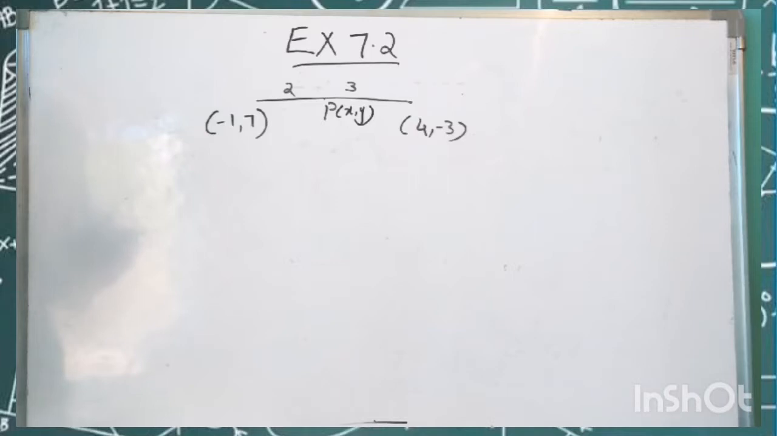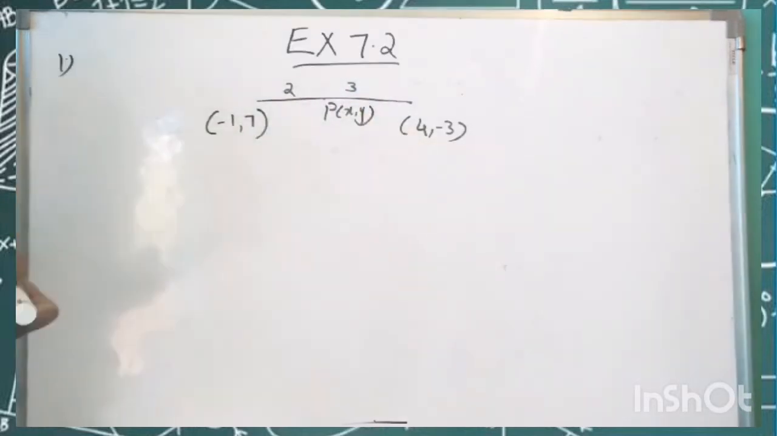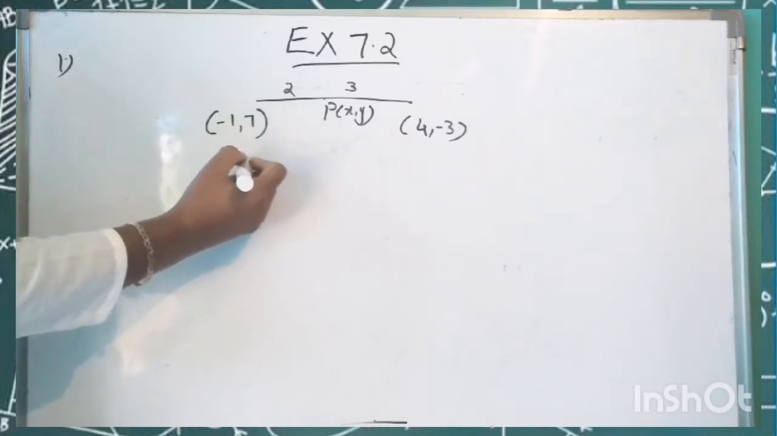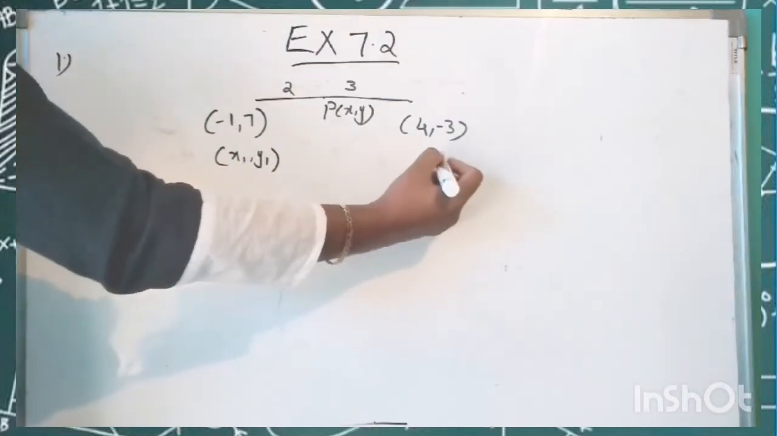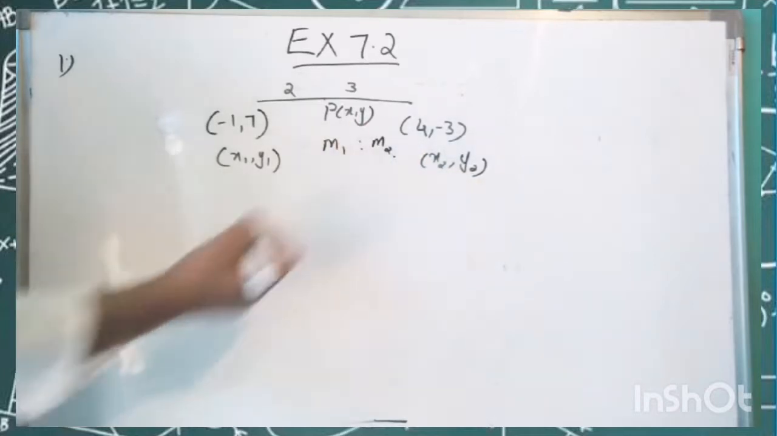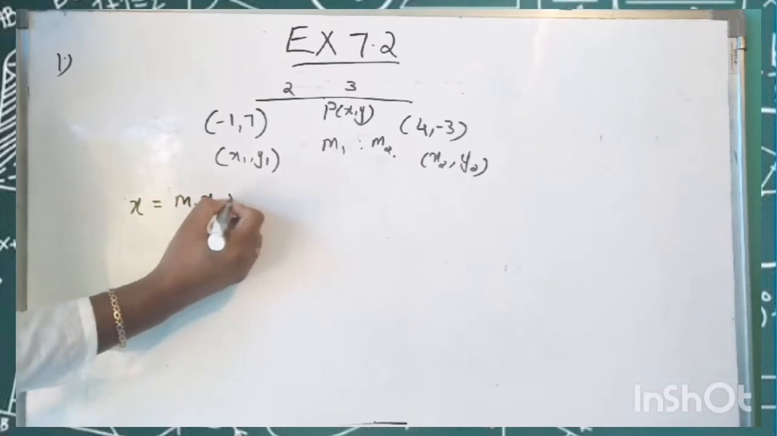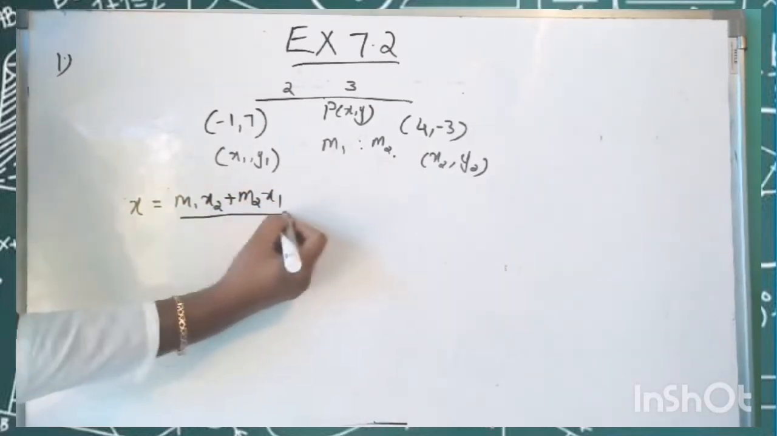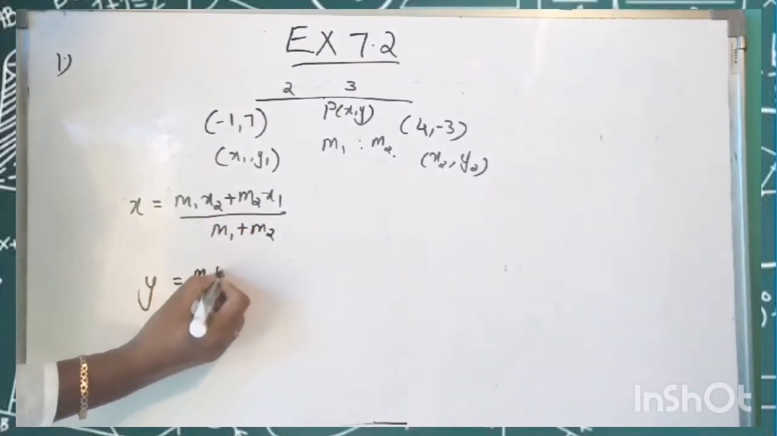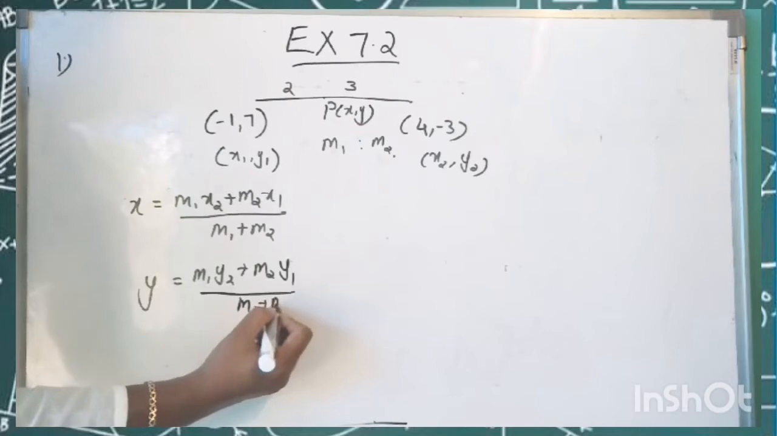Now by using the section formula, we know that if a point P of x comma y divides a line joining the points ordered pair x1 comma y1 and ordered pair x2 comma y2 in the ratio m1:m2, then the coordinates are x is equal to m1 x2 plus m2 x1 divided by m1 plus m2, and y is equal to m1 y2 plus m2 y1 divided by m1 plus m2.